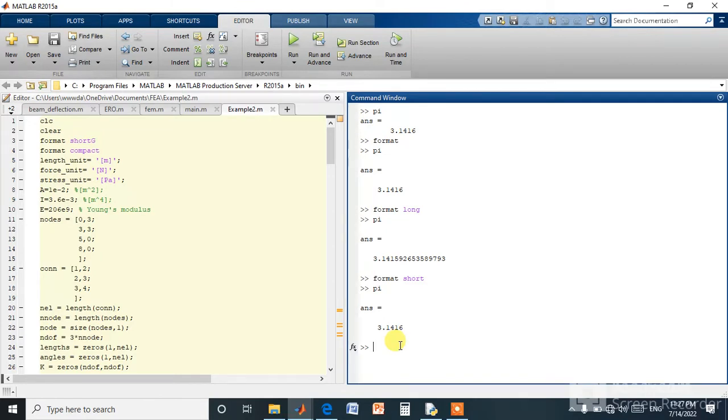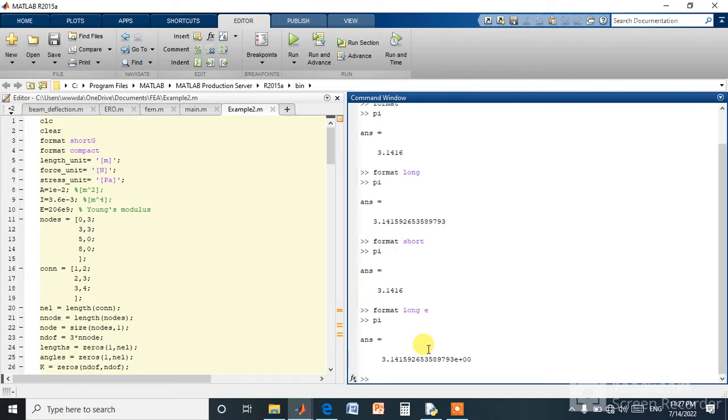So I'm going to type format long E. Remember, we've talked about the long format. The long format produces 15 significant digits as the answer to your problem. I'm going to make a variation of the long format. That is, I add E at the end and then I activate it. So I'm going to type pi and see what comes out.